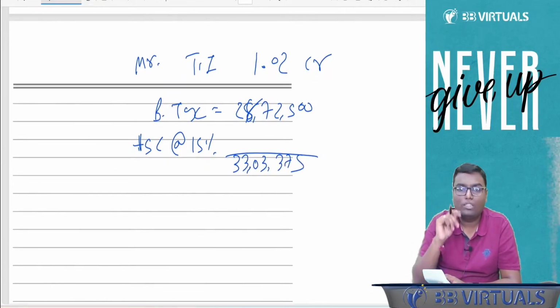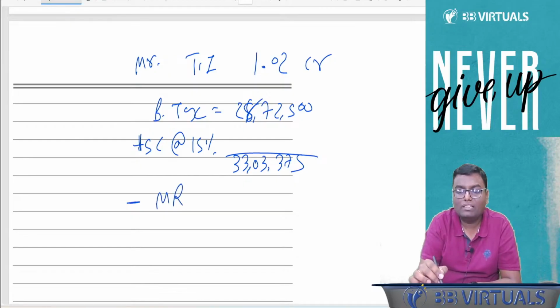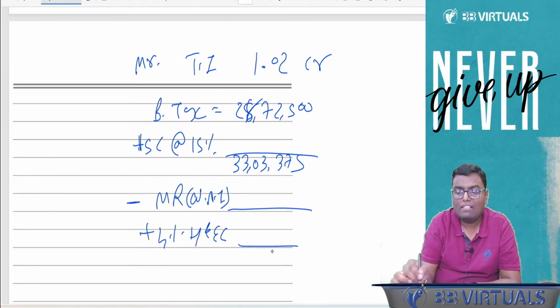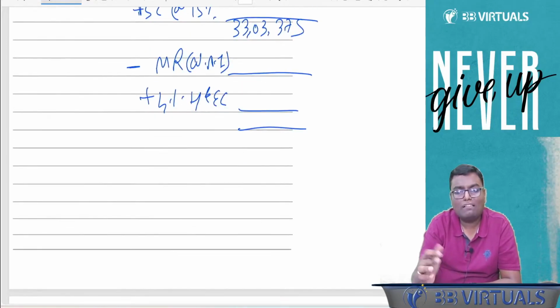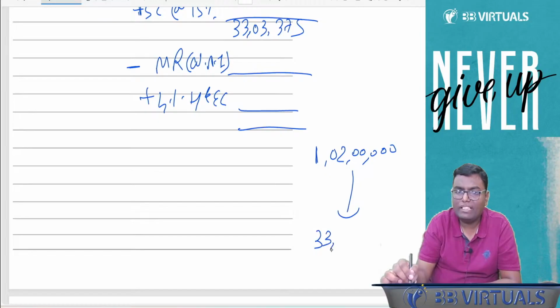But now I have a doubt that my income is very near to the threshold of 1 crore. So what will I deduct from this? Marginal relief, which I will calculate in working note number 1. And then I will add 4% health and education cess. That will become my tax payable. Now let us come to working note 1. 1 crore 2 lakh is my total income, and on that tax is 33 lakh 3,375.